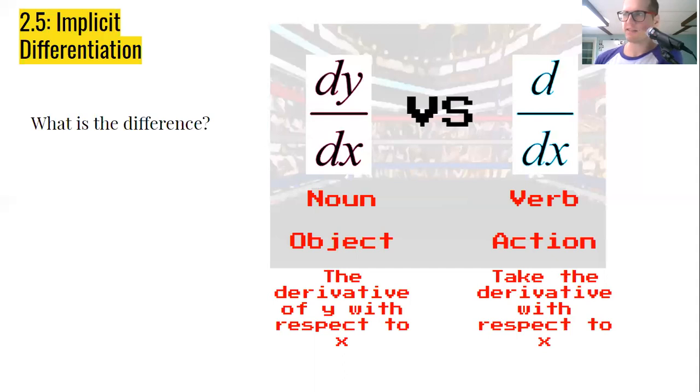dy over dx is saying this is the derivative of y with respect to x. So this is normally an object that we're dealing with, as in the action has already been taken and there's an object now. Whereas d over dx is like, hey, you need to do an action. Do this action. This is an action to be done. Verb, verb, verb.